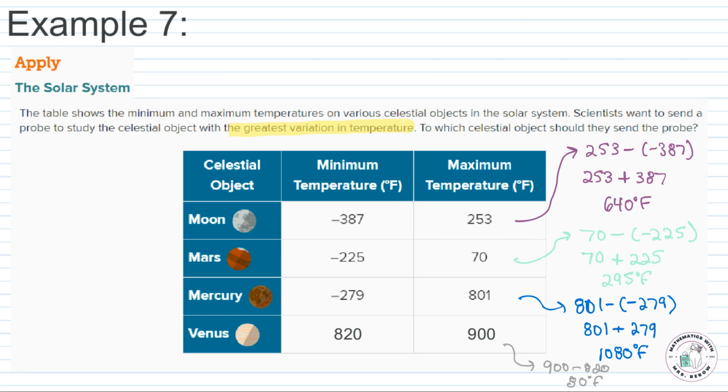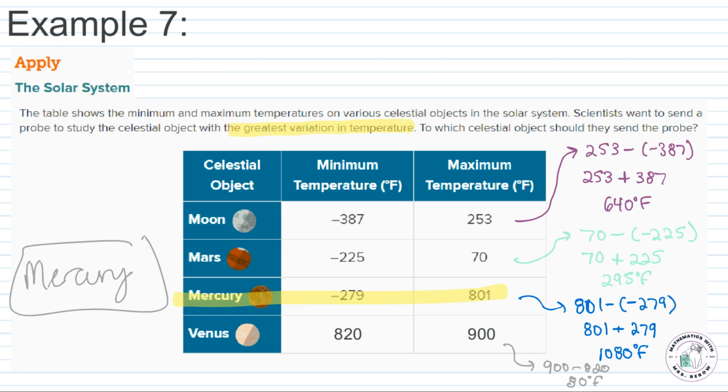And so to answer the question, to which one should they send the probe, the one that has the greatest variation in temperature is going to end up being Mercury. So Mercury is going to be our final answer for this question.